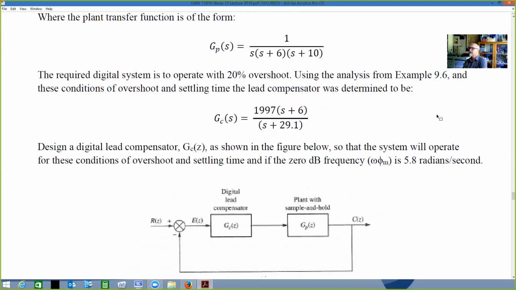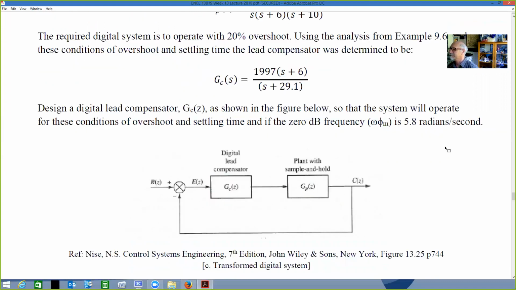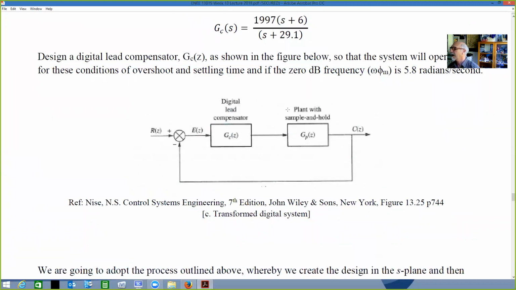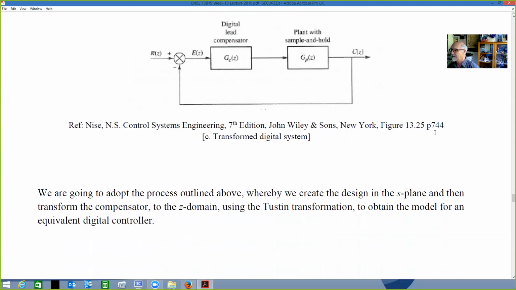So what are we going to do? We're going to design a digital lead compensator, GC of Z, as shown in the figure below, so that the system will operate for these conditions of overshoot and settling time if our 0 dB frequency is 5.8 radians per second. So a compensator, a plant, we've got unity feedback. Let's see how we go about doing that.